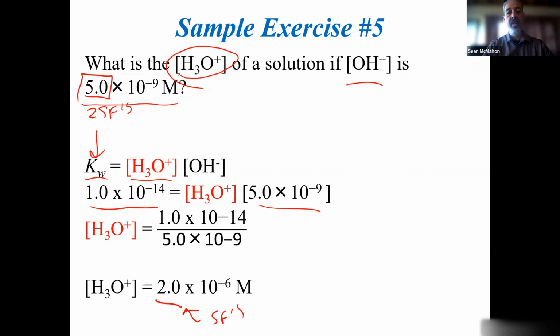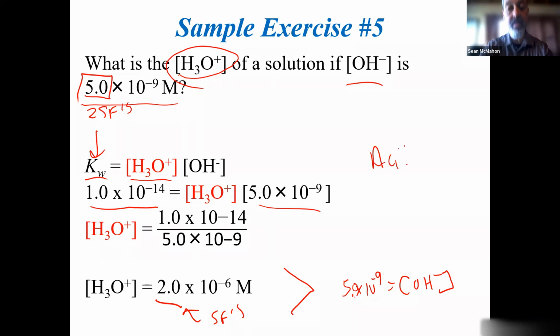The other thing is, now, is this an acidic or a basic solution? Well, let's take a look. We said the hydroxide concentration was 5.0 times 10 to the minus 9. So which one is bigger, 10 to the minus 6 or 10 to the minus 9? 10 to the minus 6. So this solution, if you were asked, is acidic. Why? Because the hydronium concentration is bigger than the hydroxide.